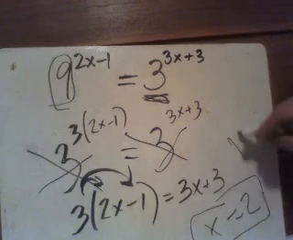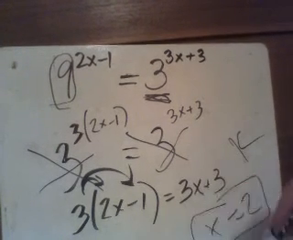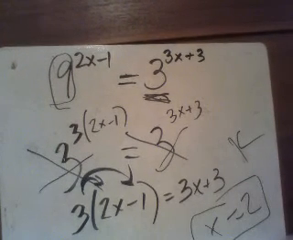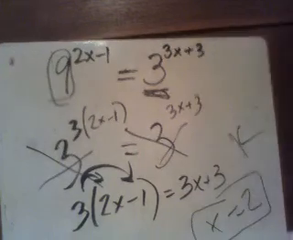Yeah, I got it. You'll get 6x minus 3 equals 3x plus 3, and you solve for x, and I got 2. Hope that helps. That was a little pre-calculus lesson.